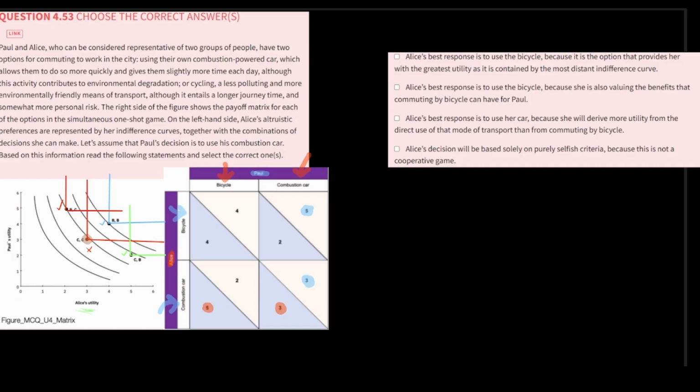What do we have for our second option? Second option here is Alice's best response is to use the bicycle because she is also valuing the benefits that commuting by bicycle can have for Paul. Okay, this is where maybe this is a bit lost on us. Taking a look at the game matrix, you're like, no, Alice is always choosing car.